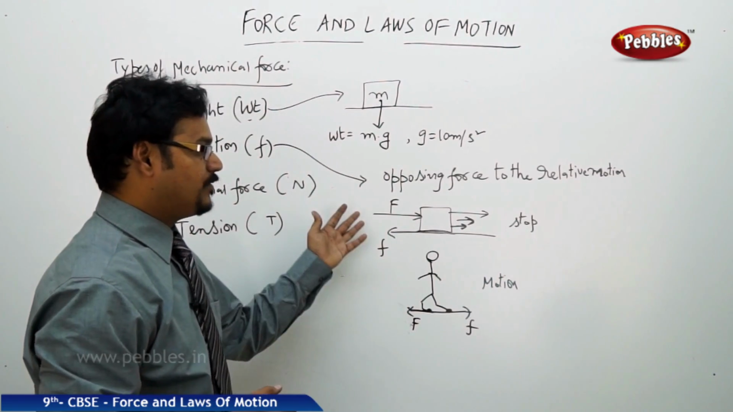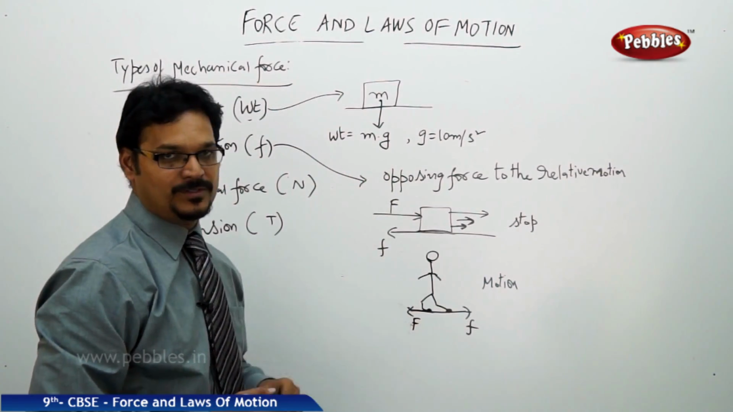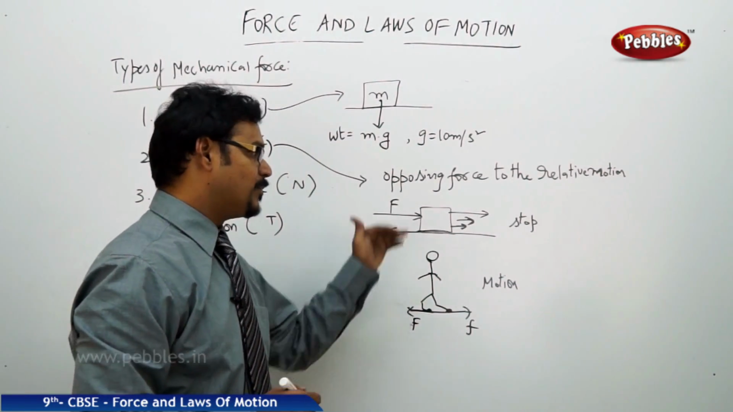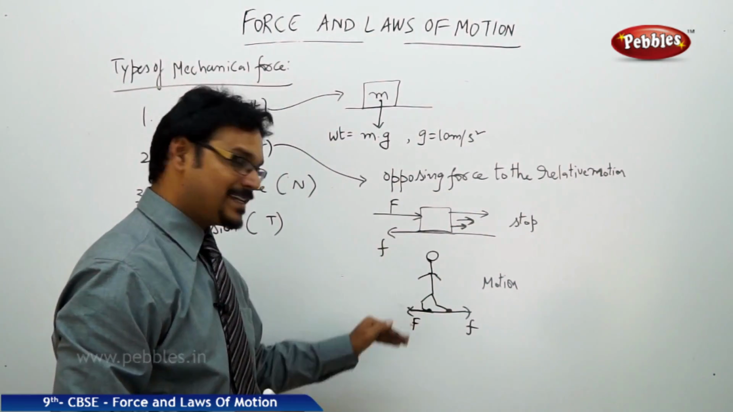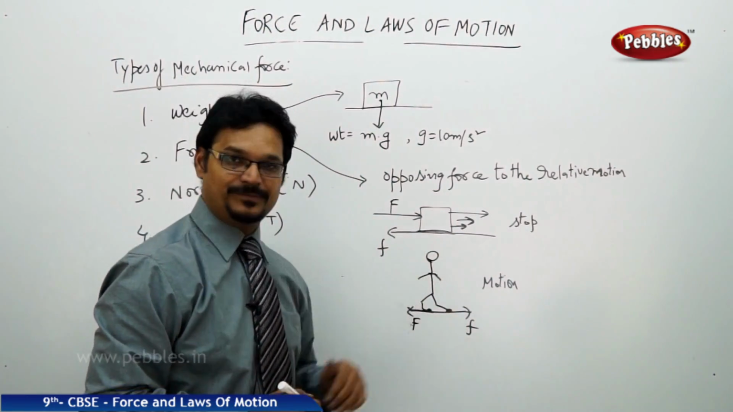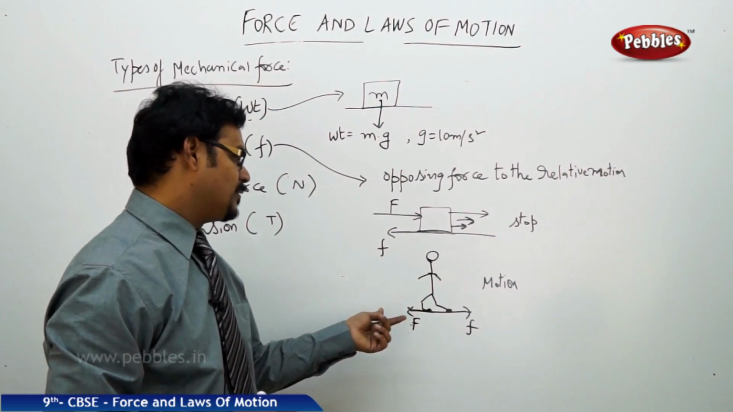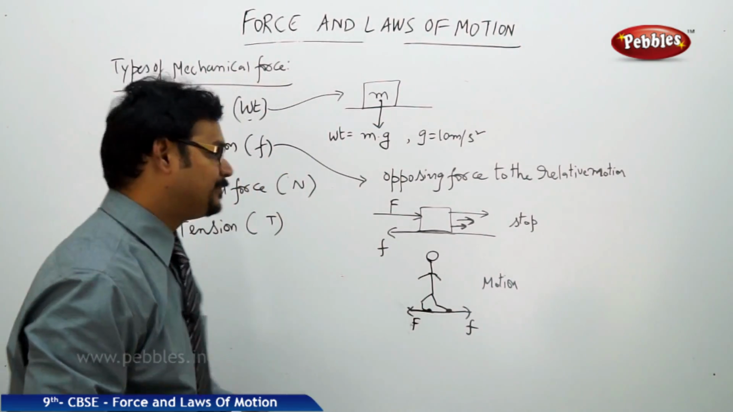So like that, friction force is the force opposing relative motion. Relative motion means if you are in motion, it makes the body come to a stop. If you are at rest, it makes the body come into motion. That's what is called relative motion. Okay, and the friction force symbol is small f.